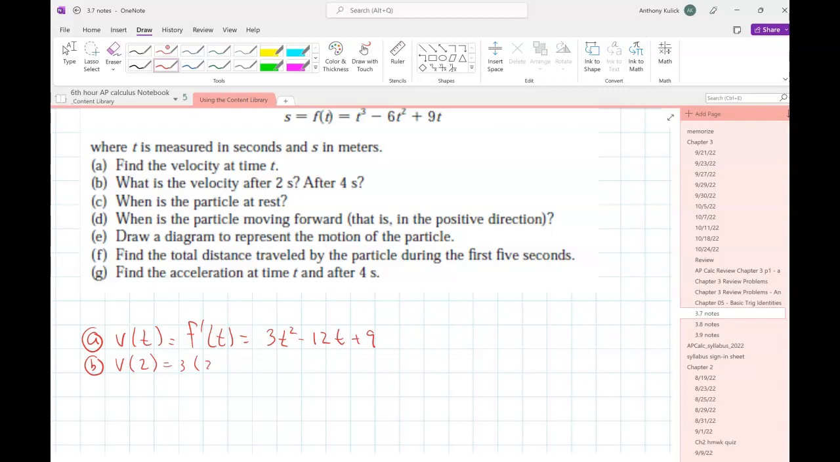Just plug in 2 in for t into my derivative that I just found. Let's see, what's that? That's going to be 12 minus 24 plus 3 is negative 3. Or plus 9, I meant. And v of 4, that's going to be 3 times 16. So that's 48 minus 48 plus 9. Well, that's just 9. That was easy as well. No big deal there, right?